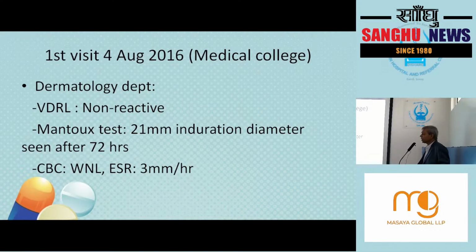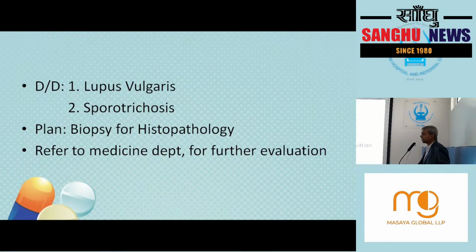So he visited the dermatology department of one of the medical colleges. VDRL was non-reactive, Mantoux test done. Differential diagnosis was lupus vulgaris and sporotrichosis. A biopsy for histopathology was done and he was also referred to the medicine department for further evaluation because our provisional diagnosis at first was lupus vulgaris. So we wanted to be sure whether the patient had any internal involvement or not.